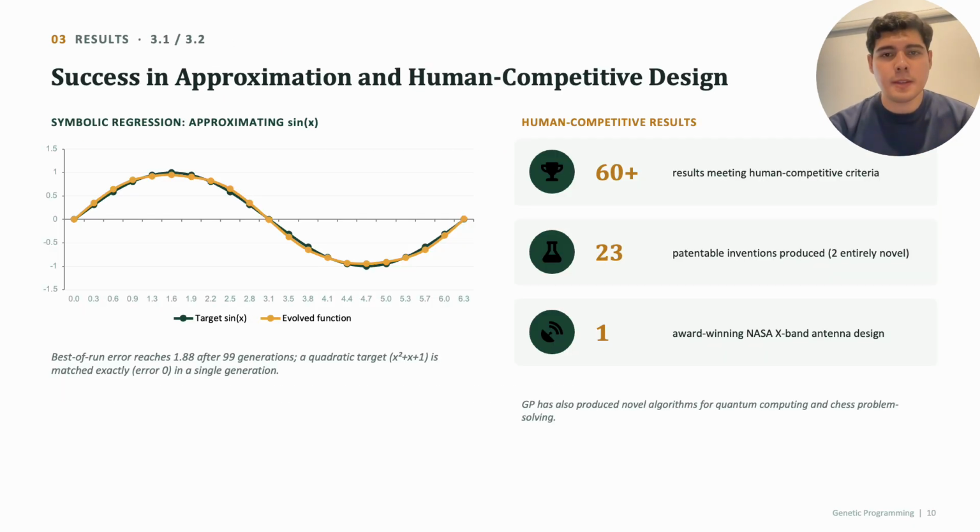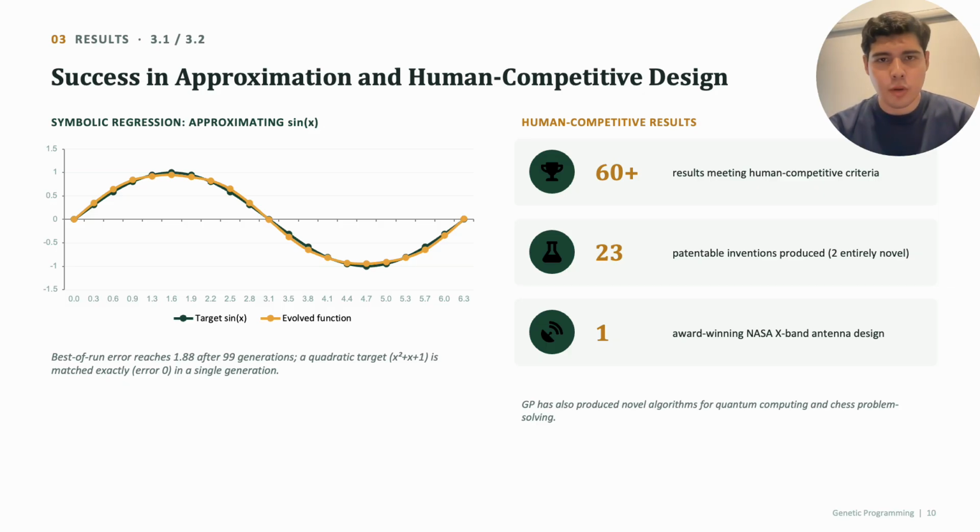Success in approximation and human-competitive design. Let's look at the results, starting with simpler benchmarks, from approximating sin x through symbolic regression. GP's best solution reached an error of just 1.88 after 99 generations. You can see on the chart how closely the evolved function tracks the true sine curve. For an even simpler quadratic target, GP found the exact solution, zero error, in a single generation.